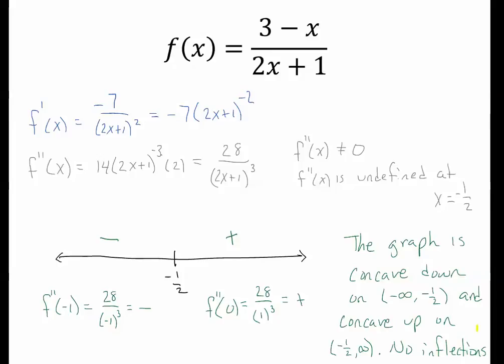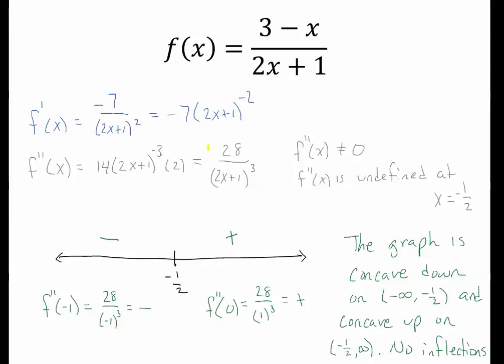Moving on to the second derivative. Rather than using the quotient rule, I've chosen to rewrite my first derivative so that I can use the chain rule. The chain rule tells me I leave my coefficient of negative 7 alone, I bring down my negative 2 and multiply, giving me a positive 14. Leave the inside alone, subtract 1 from my exponent, and then don't forget to multiply by the derivative of the inside, the derivative of 2x plus 1 being 2.